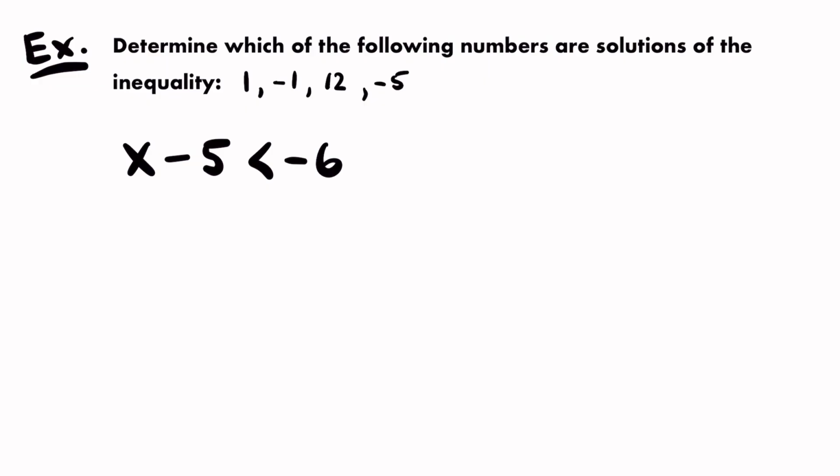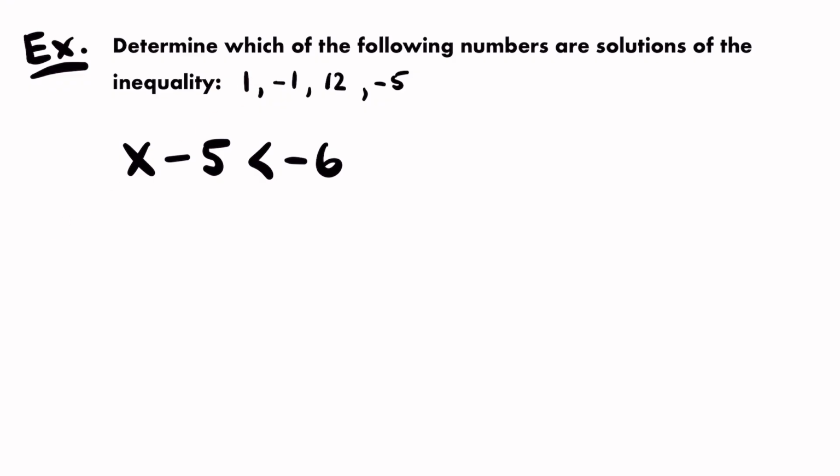For this example, we want to determine which of the following numbers are solutions of the inequality. Specifically, we want to check 1, -1, 12, and -5 for the inequality x minus 5 is less than -6. What we have to do here is take turns substituting them in for x, simplifying, and seeing if the resulting statement is true. If it is true, then the number that was used is part of the solution, but if the statement is false, then the number is not a part of the solution. Let's check these one at a time.